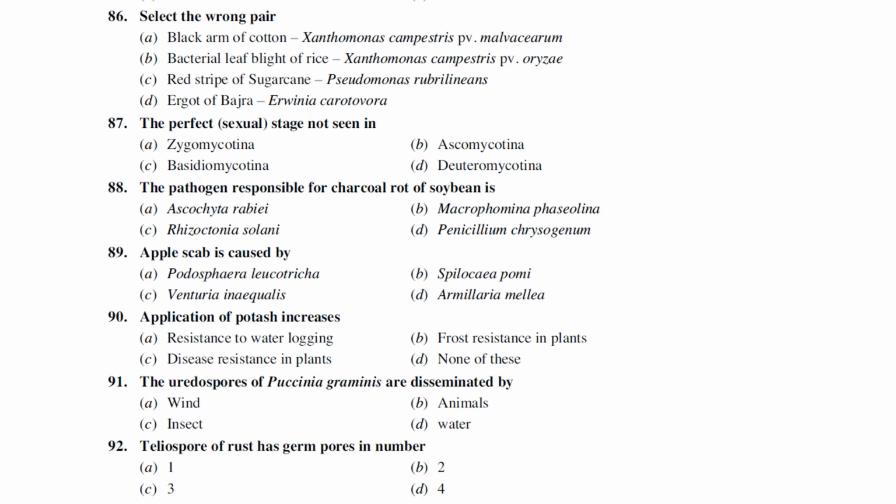Next one, select the wrong pair. Black arm of cotton, Xanthomonas campestris pv. malvacearum; bacterial leaf blight of rice, Xanthomonas oryzae pv. oryzae, which causes bacterial leaf blight of rice; red stripe of sugarcane, Pseudomonas rubrilineans; and ergot of bajra. Generally, ergot is caused by Claviceps species, right? Here they have given Erwinia, which is a bacterium. Ergot is actually a fungal disease. So the wrong pair is ergot of bajra.